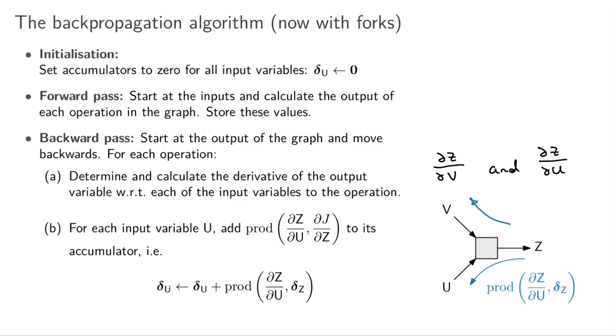This is the most general form of the backpropagation algorithm. You now know what accumulators are. You now know how to deal with forks in the road, and you also know about this prod operator, which makes things really nice and convenient to express mathematically.